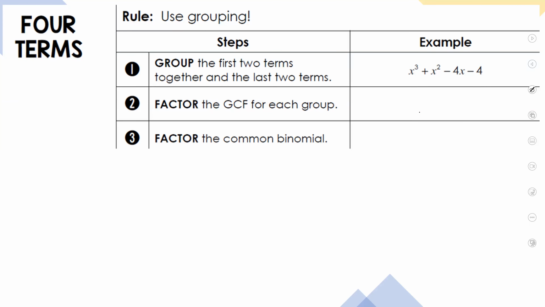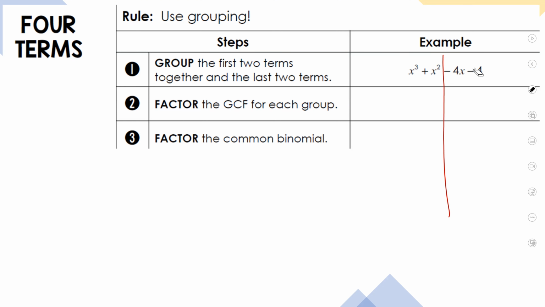Okay, so now we are going to do grouping whenever you have 4 terms. Notice we have 4 terms here. We have 4 things up here. Step 1 is we're going to group the first 2 terms together and the last 2 terms. So just split it. This is a group and this is a group. That's what it means to group.